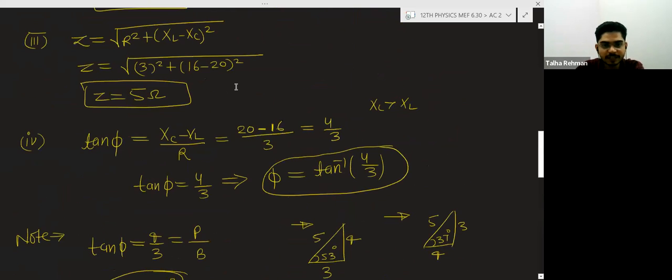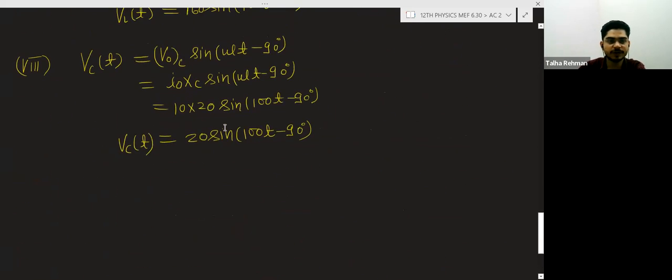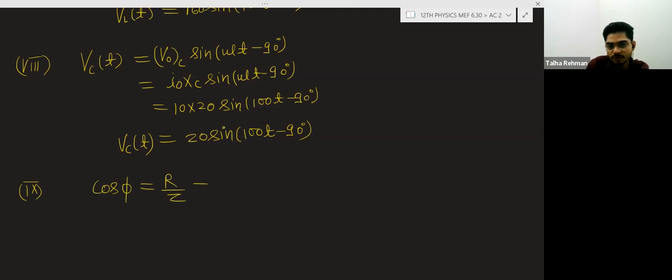Okay, so ninth part, power factor. Simple. I have told you how to calculate the power factor. Power factor is cos phi. What is cos phi? I have told you R by Z. What is R? 3. Z is 5. This is your cos phi, power factor.